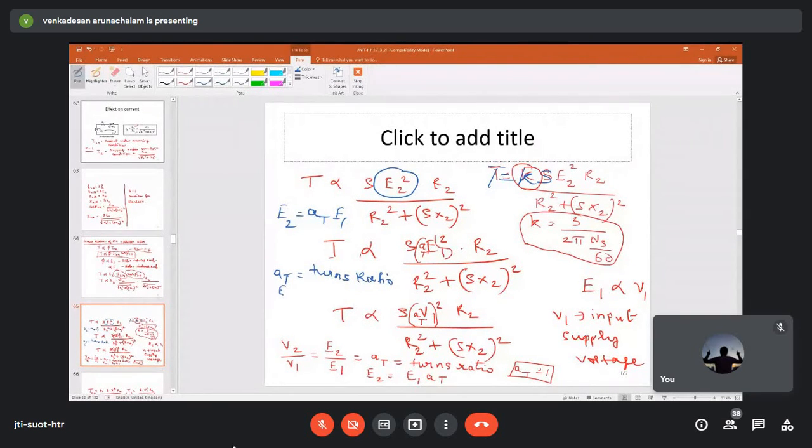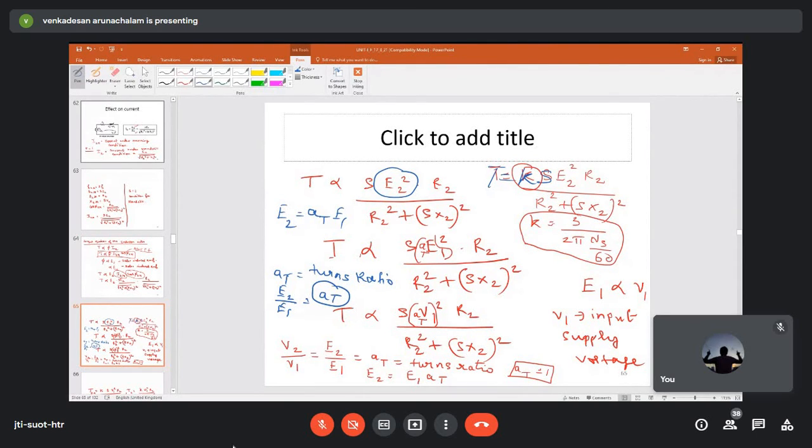Or in other words, E2 by E1. E2 is the rotor induced EMF. E1 is the stator induced EMF. That is differing by the turns ratio of stator and rotor. The turns ratio I am representing as AT. Generally, we will represent turns ratio with the help of notation K. But K here we have already used as the constant of proportionality, right? So we have to use some other notation. So we are using the notation for turns ratio as AT. So E2 by E1 is equal to AT.